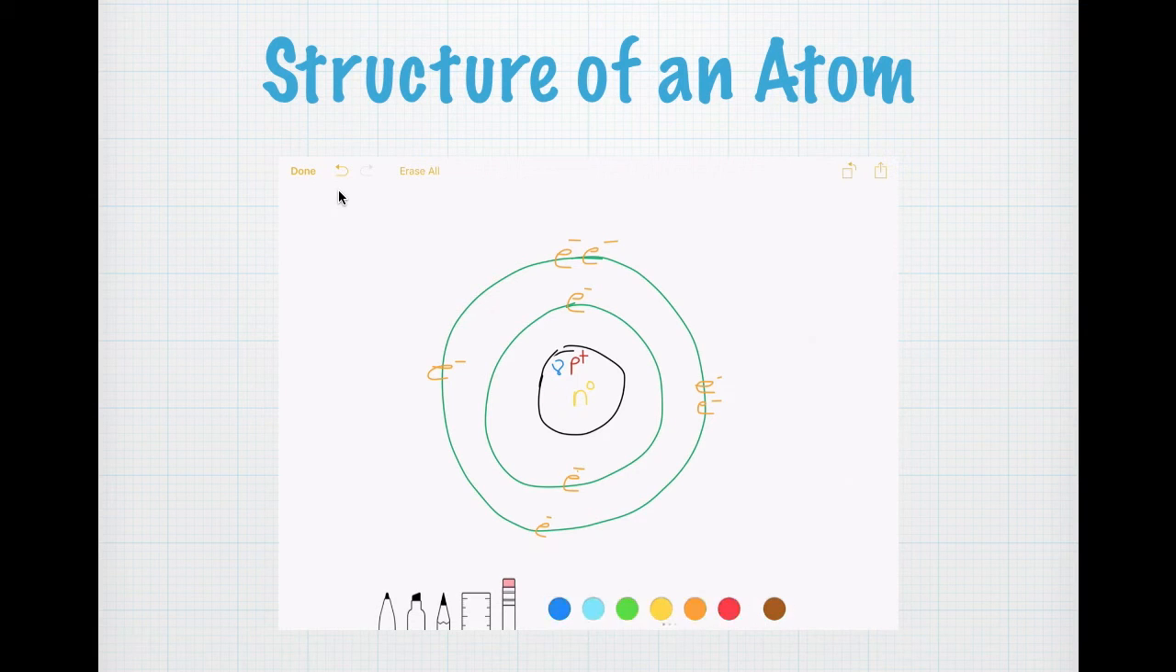Yeah, let's erase that quick. Put that in. Yeah, there we go. So this is the structure of an oxygen atom. And let me just write that in.